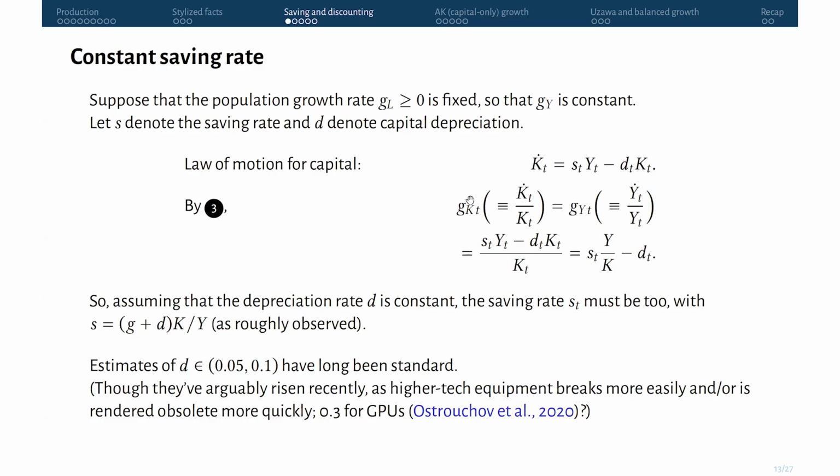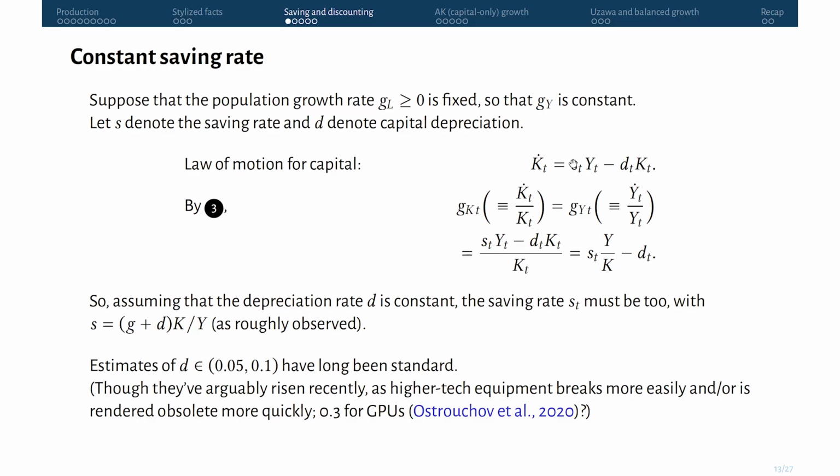The second thing is that by Kaldor fact 3, if the capital to output ratio is staying constant, well, that means that capital and output have to be growing at the same rate all the time, right? To just keep them in constant proportion to each other.